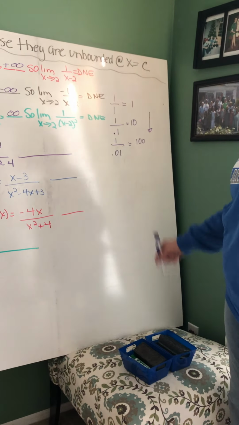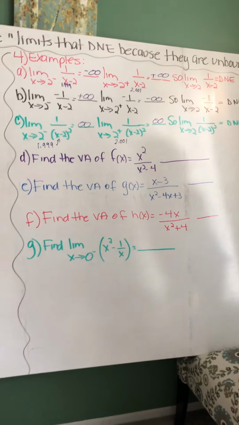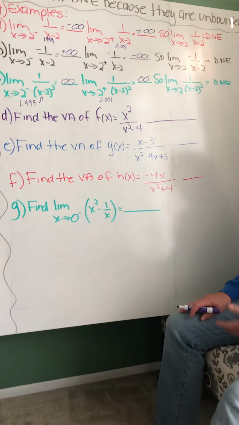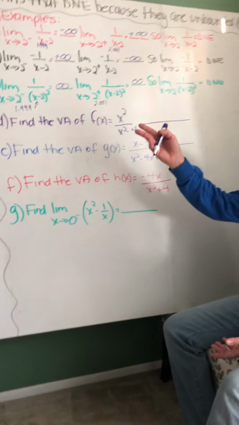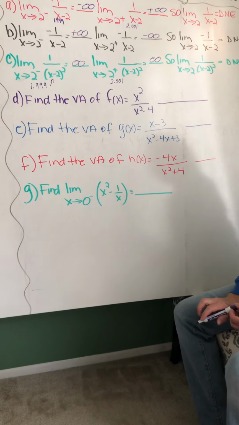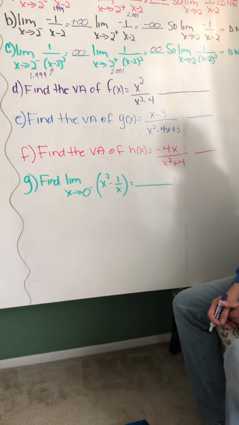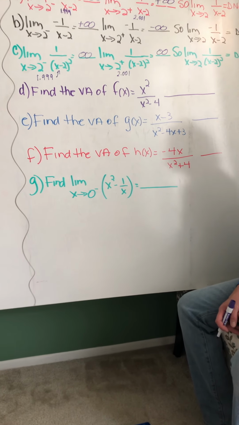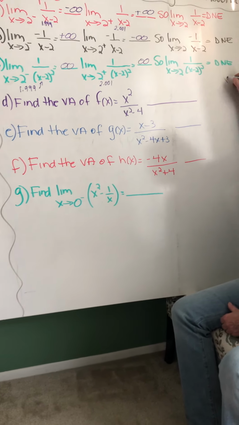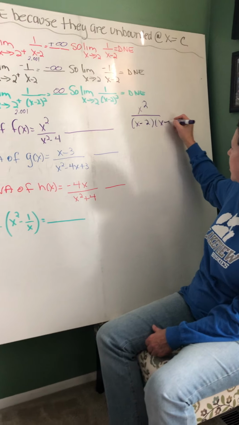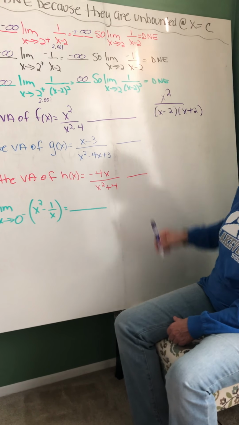Now let's find the vertical asymptotes of these different functions here, and then we'll do one more limit. When they ask you for the vertical asymptote, that would be the x equals c that makes this function undefined, and it has a vertical asymptote or a limit that approaches positive or negative infinity there. It's an x that makes the denominator 0 and does not cancel. So let's find where that is. Here's my numerator. My denominator, I can factor: x minus 2, x plus 2. I don't have any canceling I can do.